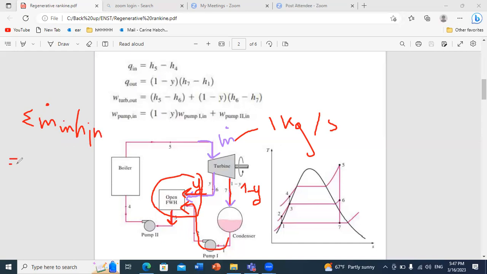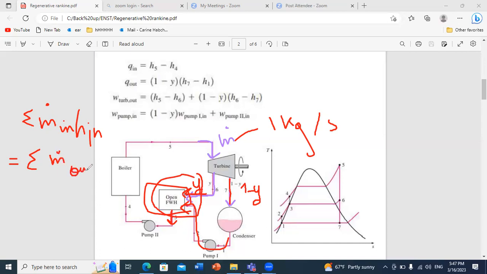Because for a heat exchanger, you don't have work done on the system or by the system, and the heat exchanger is well insulated from the surroundings in general. So you only have internal exchange of heat. This is why the energy balance reduces to the sum of m dot in h in equals the sum of m dot out h out.